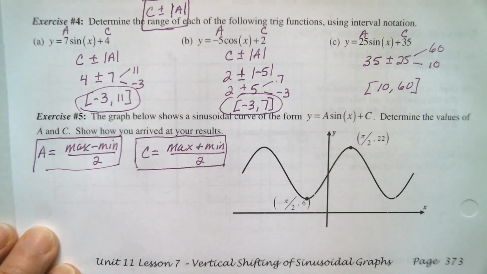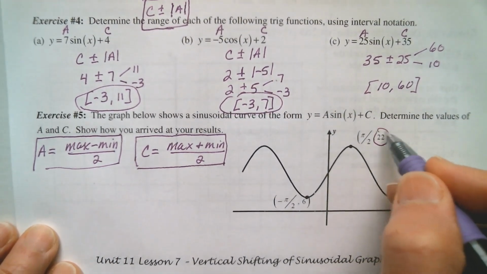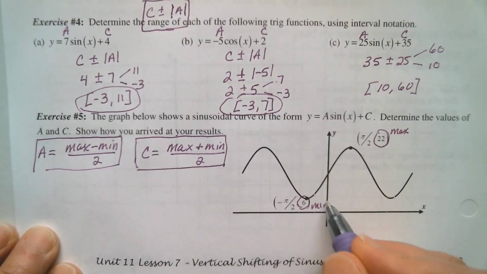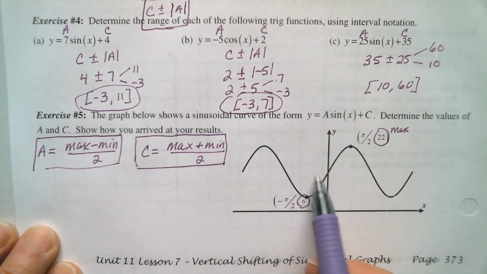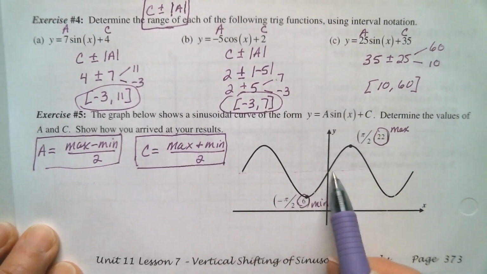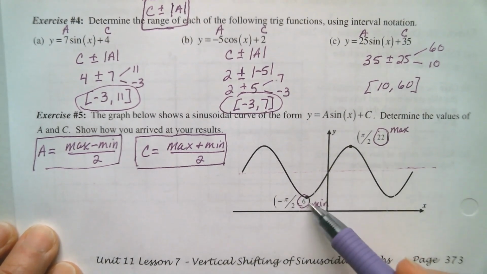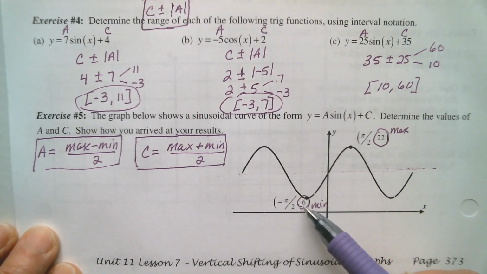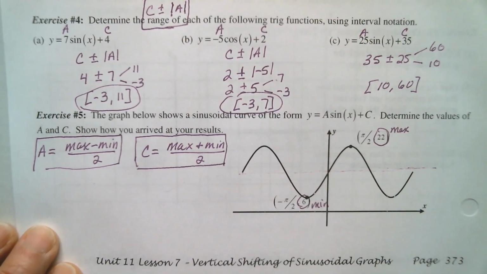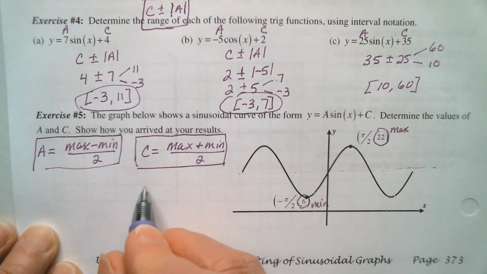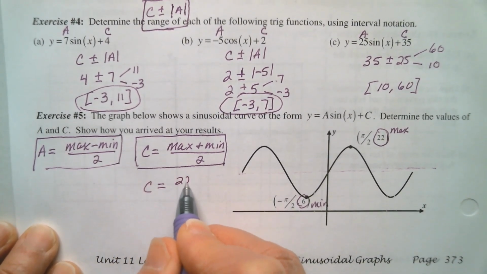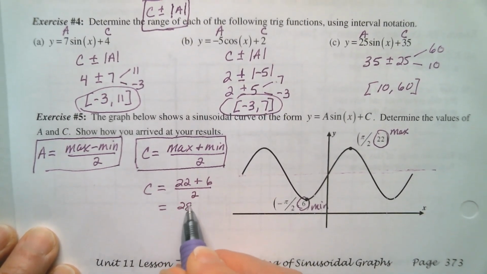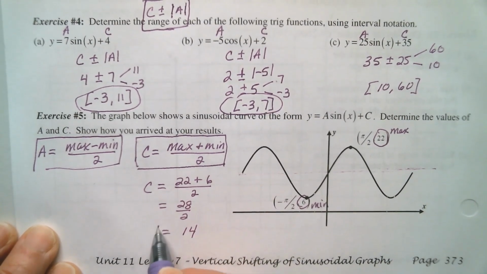Well, what is our max and our min? Our max is 22, and our min is 6. So our midline is the average. It's got to be in the middle of these two. So 22 plus 6 is 28 divided by 2 is 14. So I did C first, sorry about that. So C equals 22 plus 6, 28 divided by 2, 14. C equals 14.